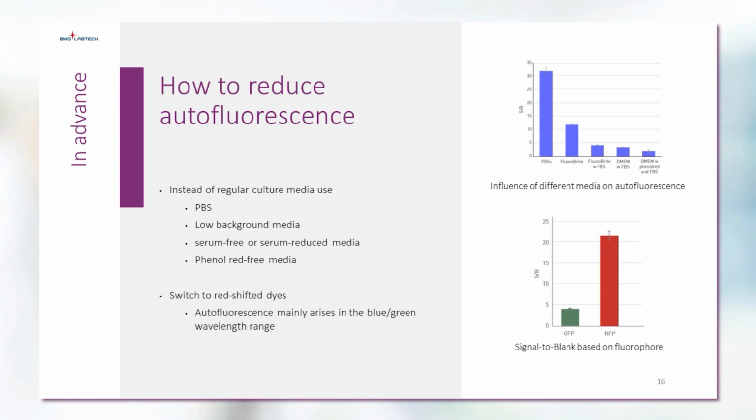Try also to switch to redshifted dyes. This is also nicely highlighted in the graph on the lower right. Since autofluorescence mainly concentrates to the blue to green wavelength range, using redshifted dyes instead of blue or green ones can improve signal-to-blank ratios. As you can see in this example, comparing GFP and RFP signal-to-blank values.